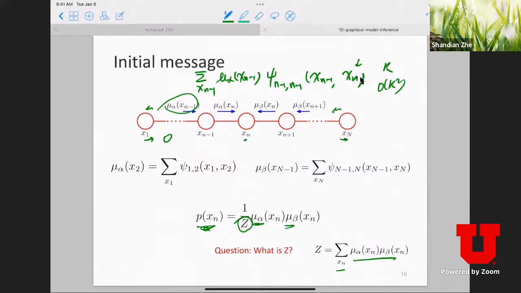You just go over the chain twice. The chain length is n. That's why the final cost is nk squared. Okay. Let's compare with the exponential cost. As we mentioned, naive computation costs k to the power n. Now it is linear in n. This is much more efficient.